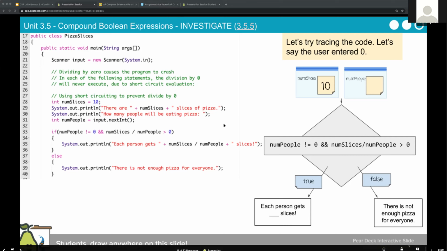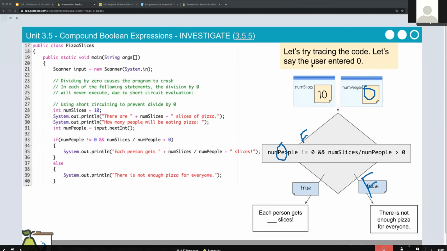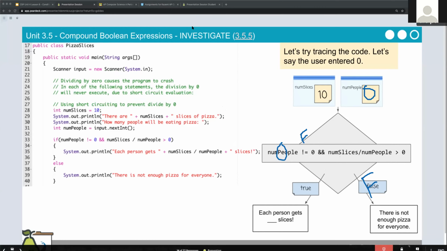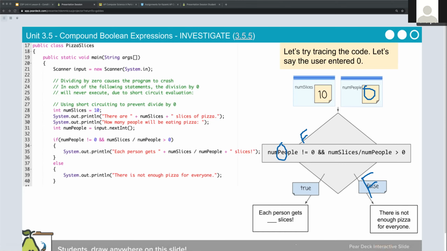All right, I'd like to take a look at one person's answer. So let's come back to the screen where you're looking at my screen. This person wrote in 0 for num people, as we mentioned, and then brought down 0 over here. Let's see what happens. Let me highlight this portion, the first part of our compound Boolean expression.